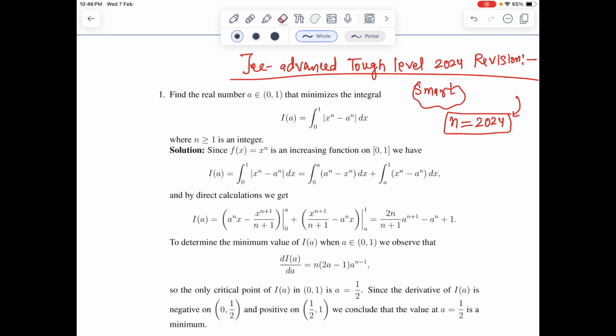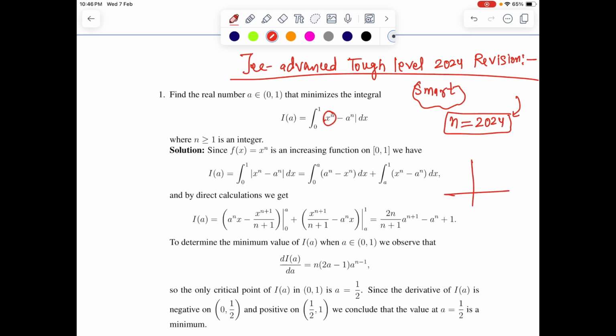Unfortunately, you can't use Leibniz rule here, which is a usual trick for JEE problems, because the limit of integration is constant. Of course, since x is changing, this quantity will be a function of a. So the idea is to find I and then differentiate to make it 0. So straightforward, I'll go with the solution.